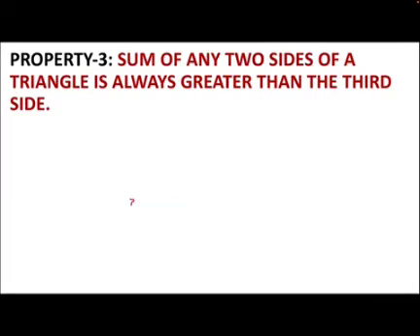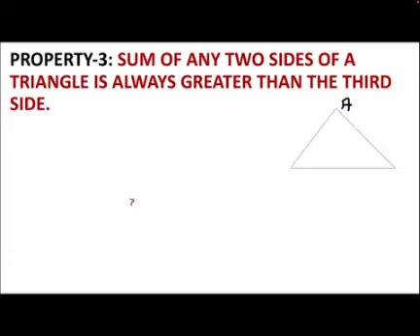Property 3 states: a triangle has three sides, and the sum of any two sides of a triangle is always greater than the third side. I hope it's clear. Sum of any two sides is always greater than the third side. Okay, let's see what we mean by that.